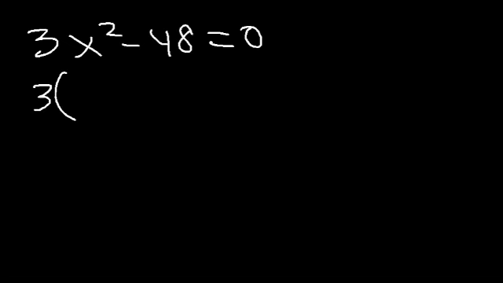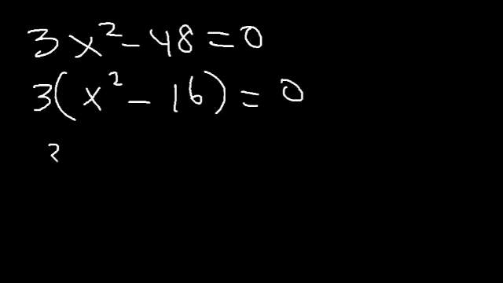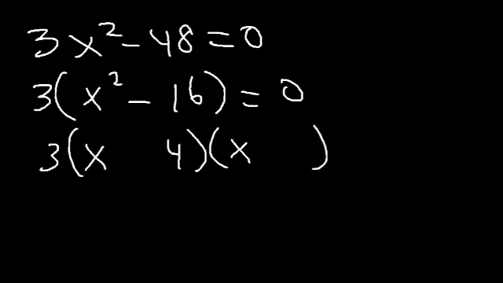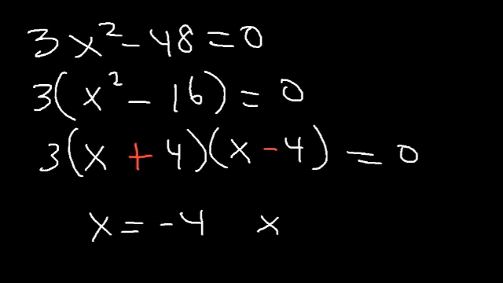3x squared divided by 3 is x squared, and negative 48 divided by 3 is negative 16, which we can factor using the difference of squares technique. The square root of x squared is x, the square root of 16 is 4, and so it's going to be x plus 4 and x minus 4. So therefore x will equal negative 4 and positive 4.